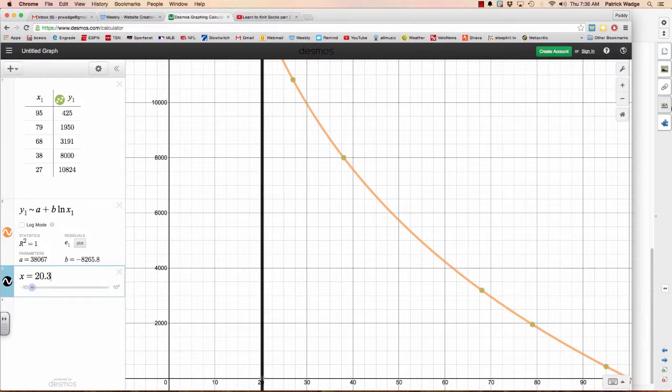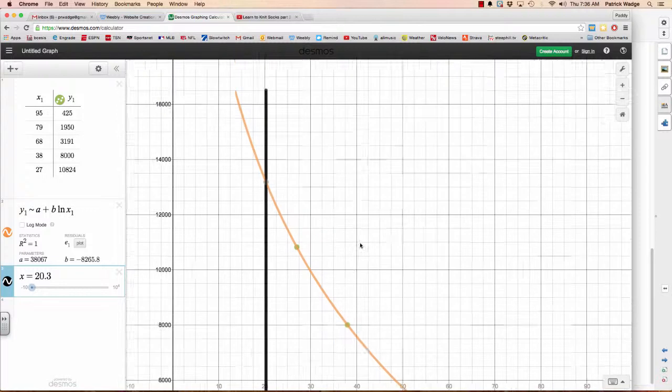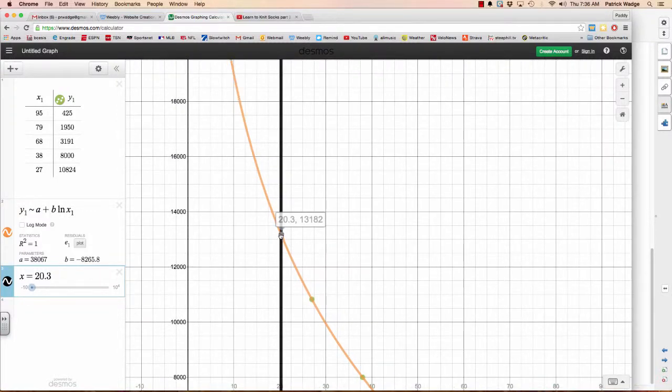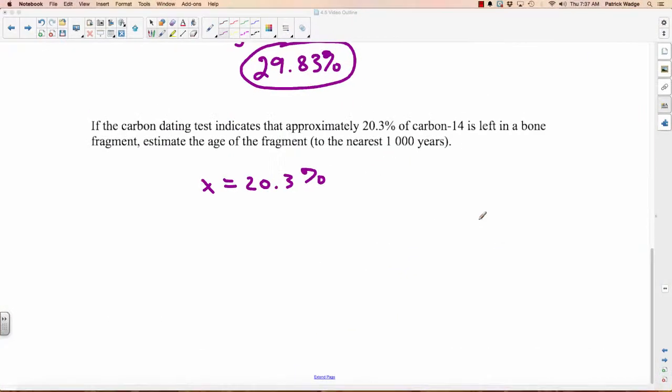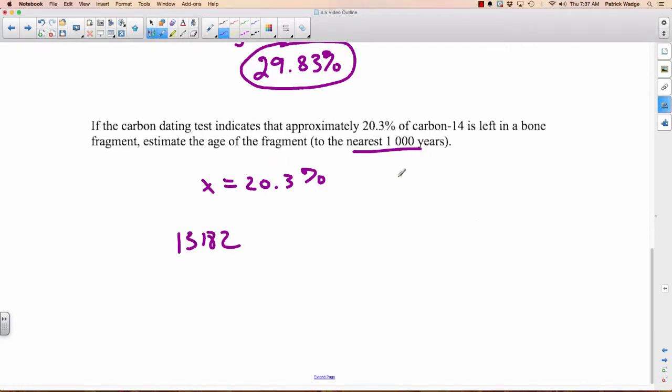Oh, I don't see it. Should I go change the window? Nah, just drag. There you go. Right there. I just can't get over how good Desmos is, and it's free, people. It's free. 13,182 is our answer. We want it to the nearest thousand, so it's approximately 13,000 years.